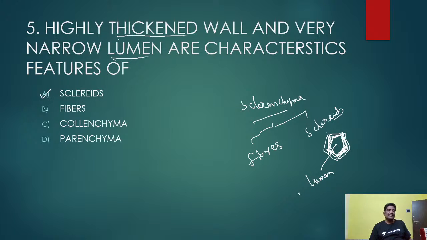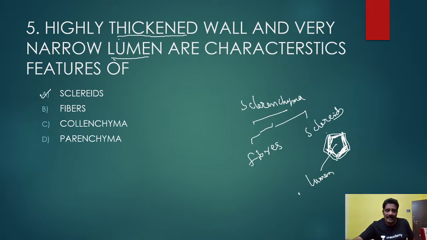Fibers are also made up of that same material, lignin. But here the lumen is not very much reduced. In collenchyma, only in the corners will deposition of cell wall material be observed. In parenchyma, you see thin wall cells, cellulose only. So highly thickened wall and very narrow lumen are characteristic features of sclerites.